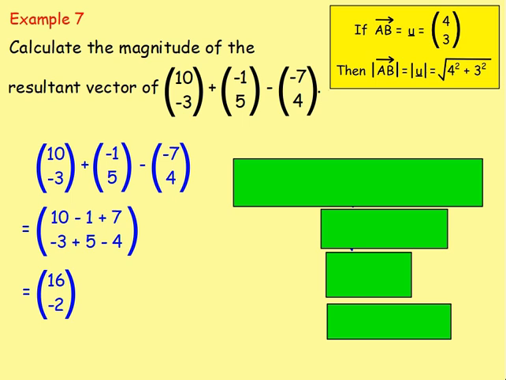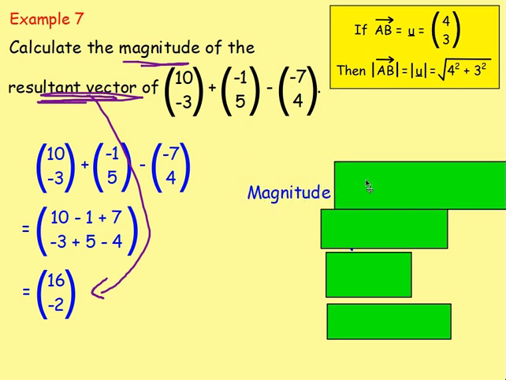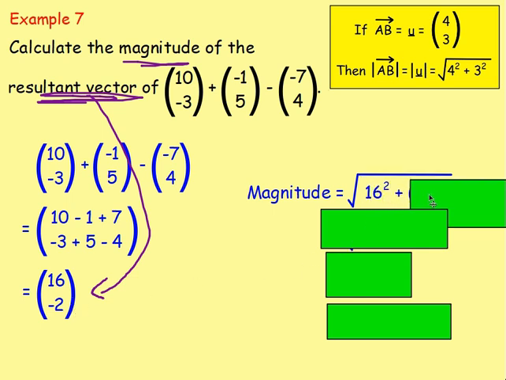After that, Willow, what do we do next? Yeah, well, we're wanting the magnitude of the resultant vector. We have found this resultant vector, but we now want the magnitude of that. So to get the magnitude, we would take the square root of both the x and the y component squared and then add them together. So we do the 16 squared plus negative 2 squared.